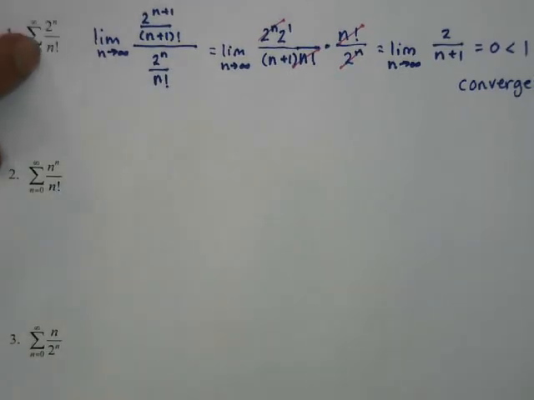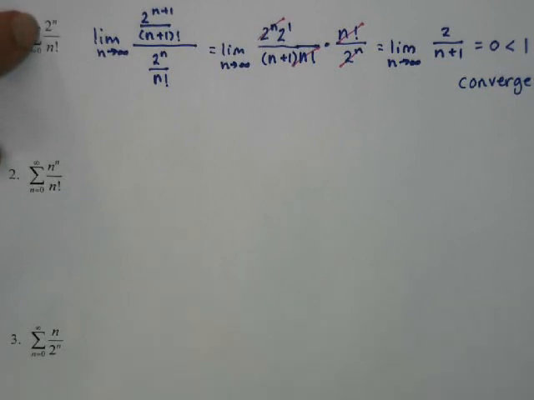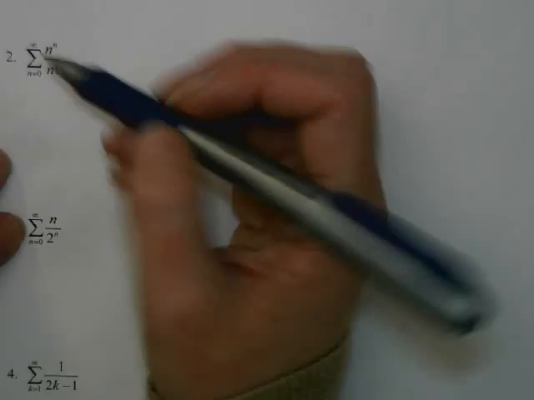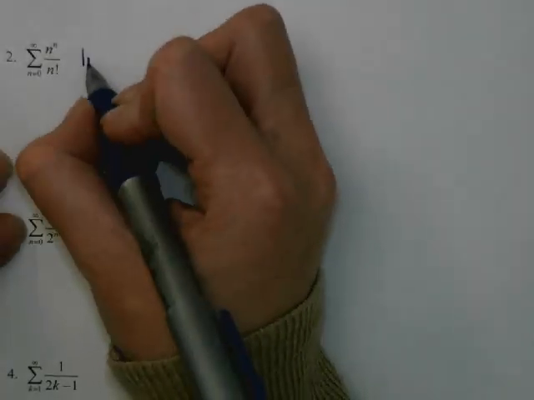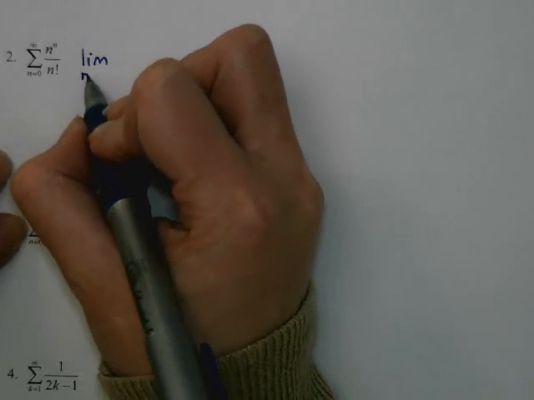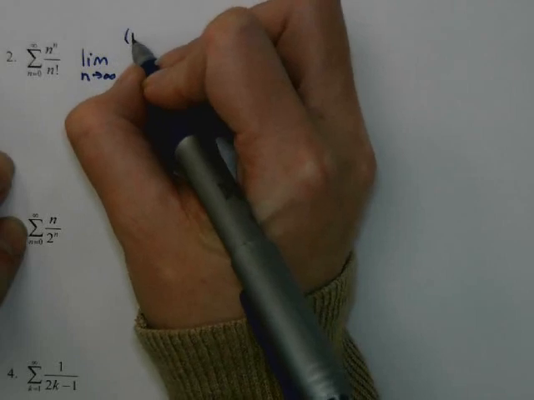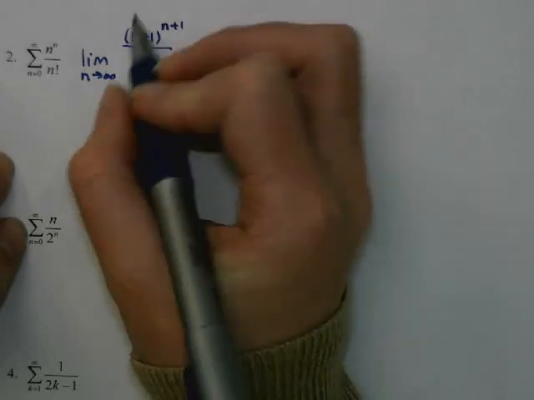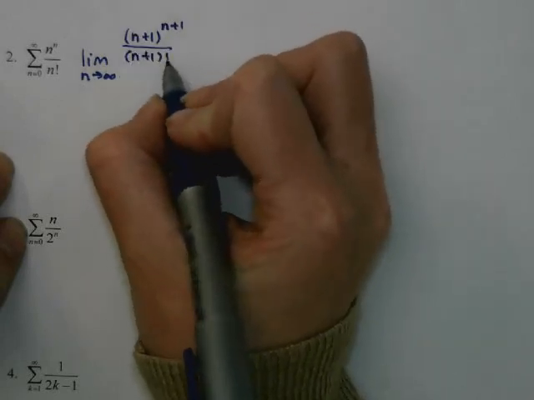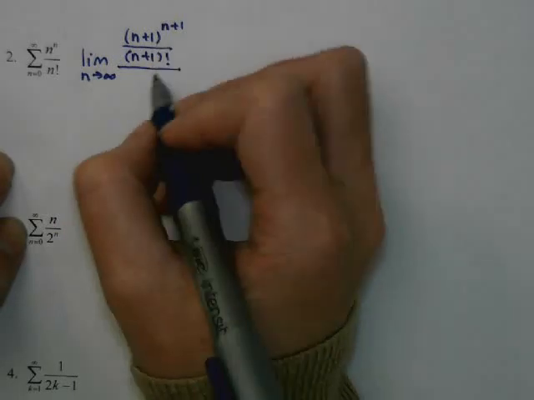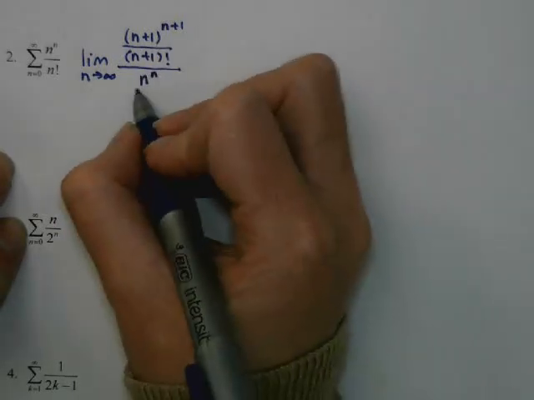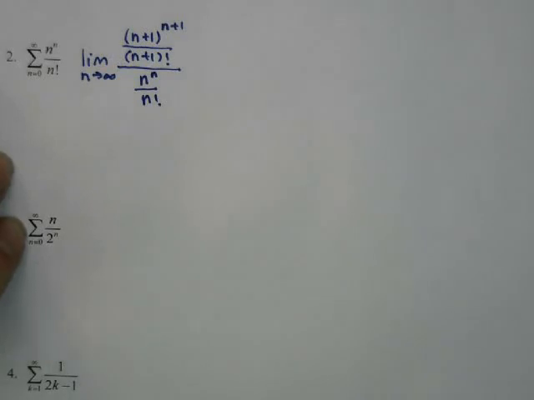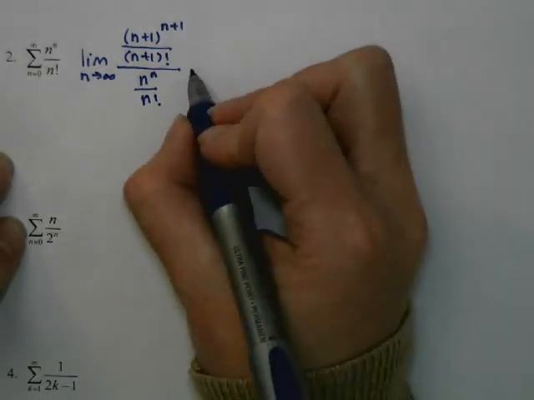Okay, so I will point out what that means is n factorial grows faster than 2 to the n. Now let's look at another one. So we have n to the n. So we're going to have the limit as n goes to infinity. The nth plus 1 term here is going to be n plus 1 to the n plus 1 over n plus 1 factorial all over n to the n over n factorial.